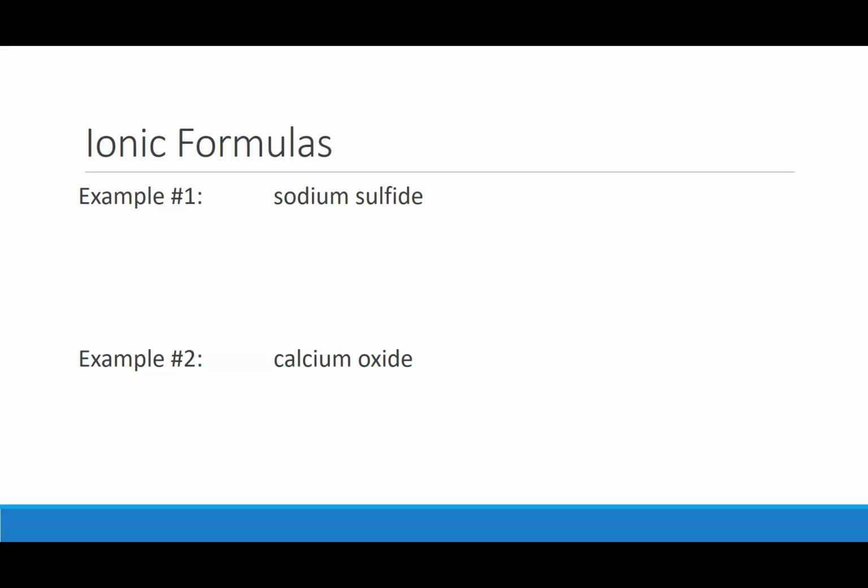Our first example is sodium sulfide. In this case, sodium Na+ is the cation and sulfide S2- is the anion. 2 sodium ions are needed to cancel out the -2 charge of the sulfide ion, so the formula is Na2S. In example number 2, we have calcium oxide. Calcium Ca2+ is the cation, and oxide O2- is the anion. The +2 charge of calcium cancels out the -2 charge of the oxide ion, so the formula is CaO.